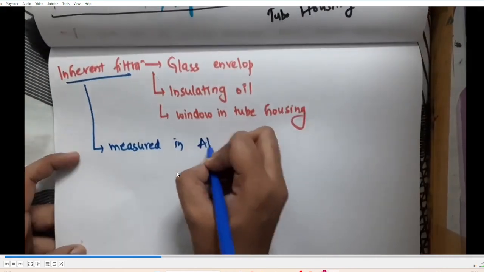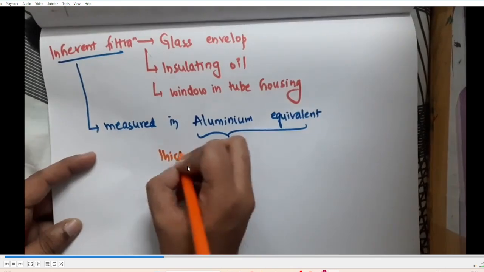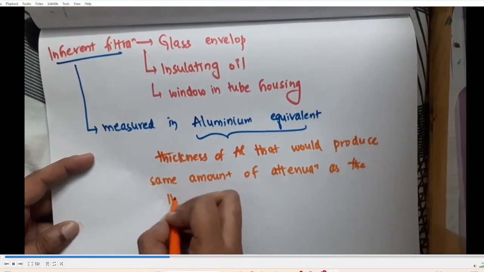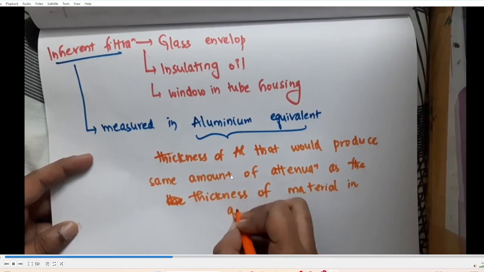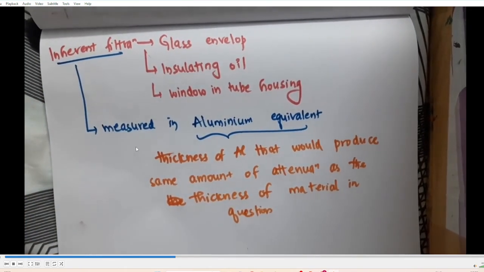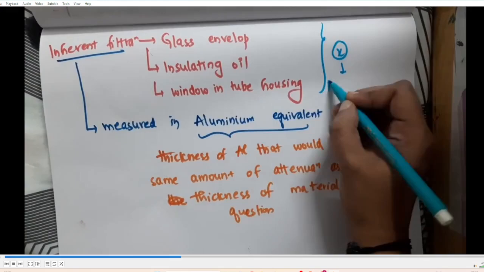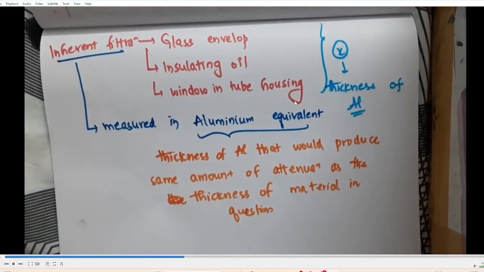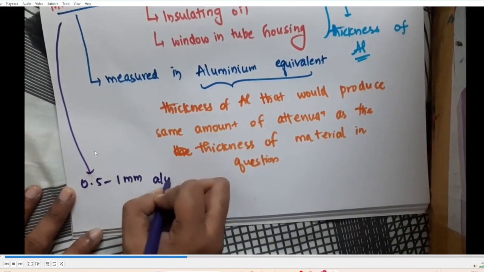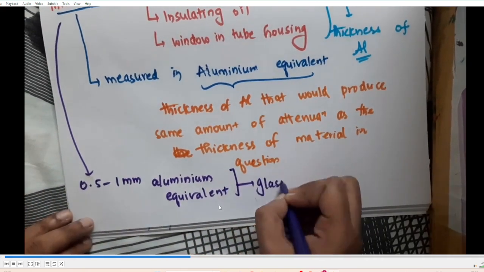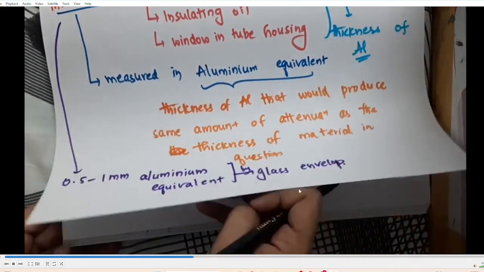Inherent filtration is measured in aluminium equivalents, and this represents the thickness of aluminium that would produce the same amount of attenuation as the thickness of material in question. Inherent filtration varies between 0.5 and 1 millimeter of aluminium equivalent, and most of it is due to the glass envelope.